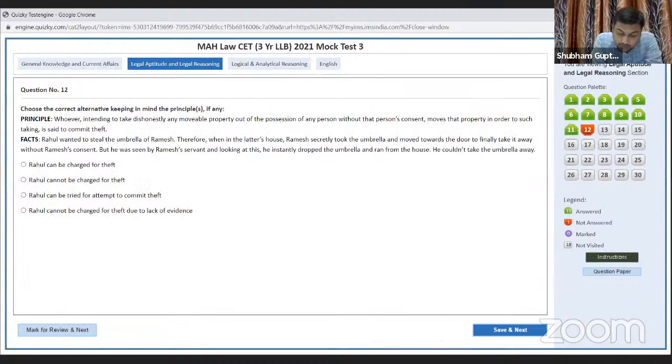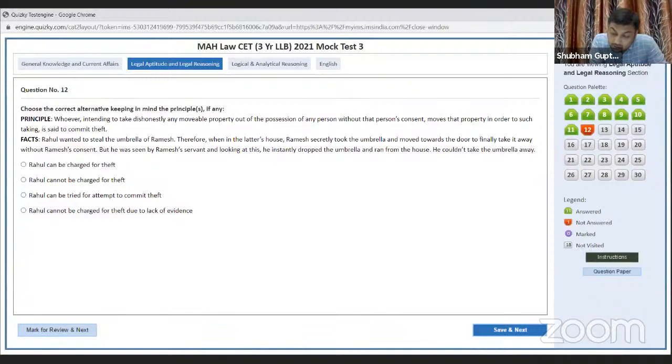Now let's read this. Whosoever intends to take dishonestly movable property out of the possession of any person without that person's consent, moves the property in order to such taking, is said to commit theft. So Rahul wanted to steal an umbrella so he has intent, right? Intending to take dishonestly any movable property. When in Later's house, Ramesh secretly took the umbrella and moved towards the door. So has the property been moved? So it is being moved. So can I say it is a theft? It is a theft. Now let's read further.